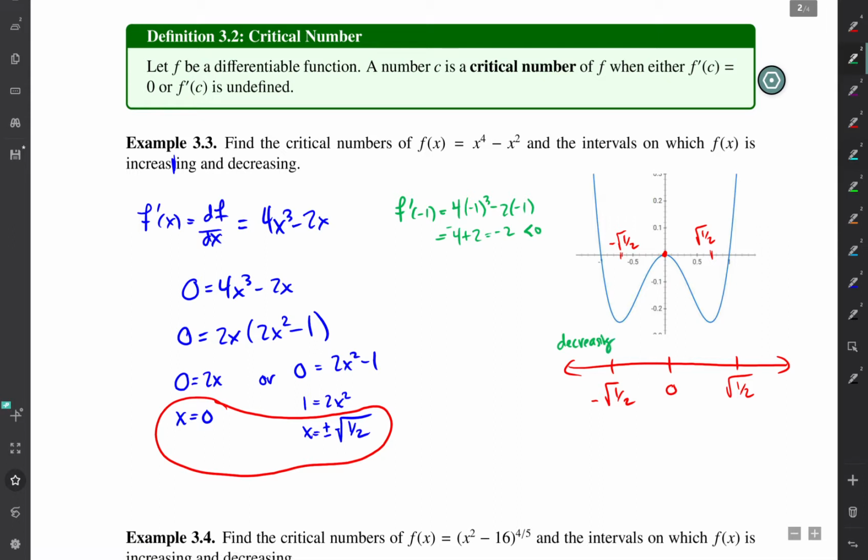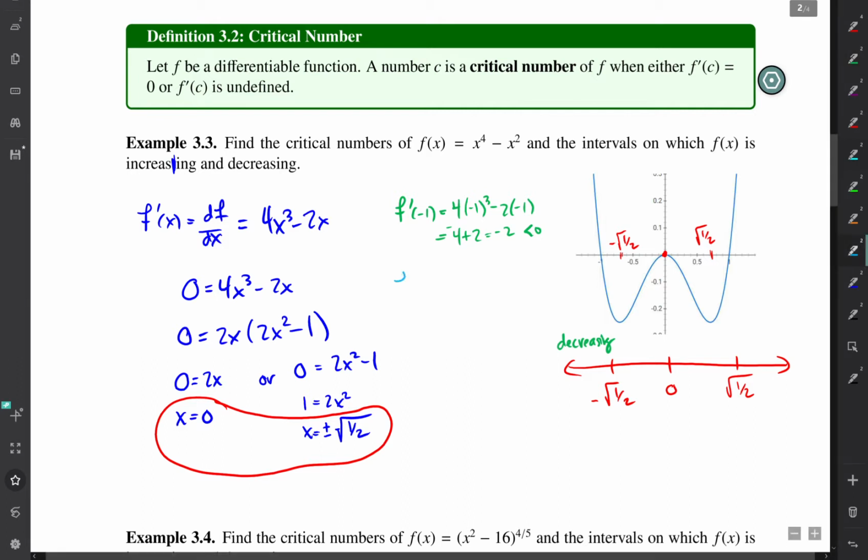If you plug in, let's say, -1/2, then you get 4 times -1/2 cubed minus 2 times -1/2, which is 4 times -1/8, or -1/2, and then plus 1. So that's positive 1/2, which is greater than 0. So that says that the function is increasing from negative square root of 1/2 to 0.